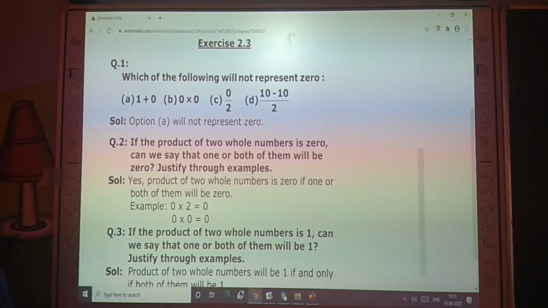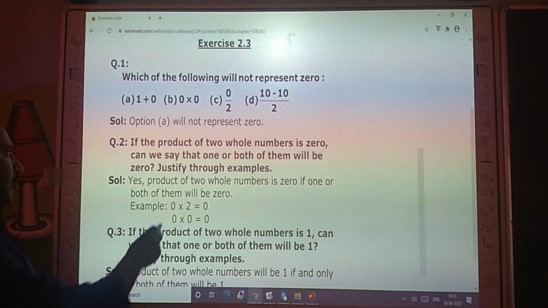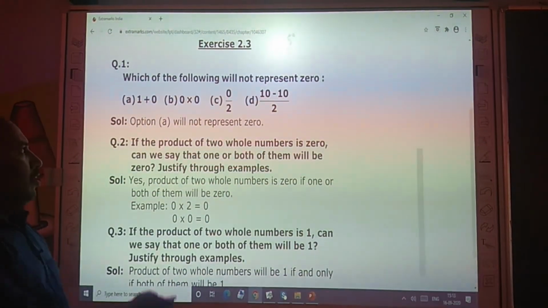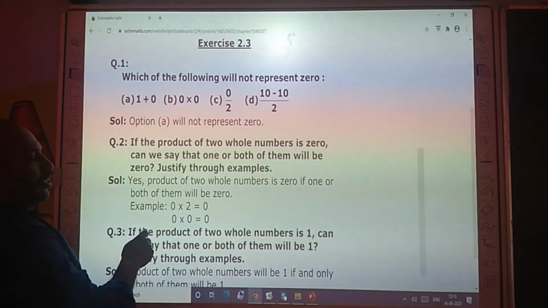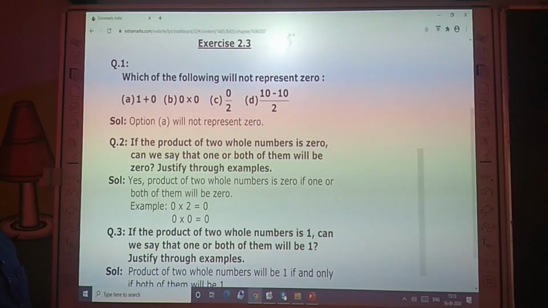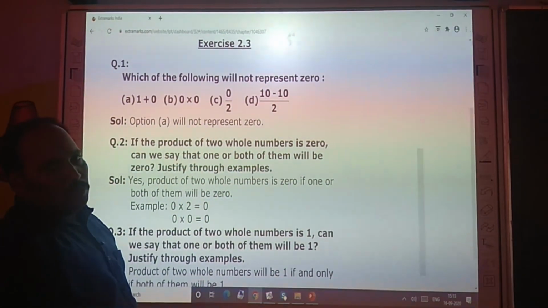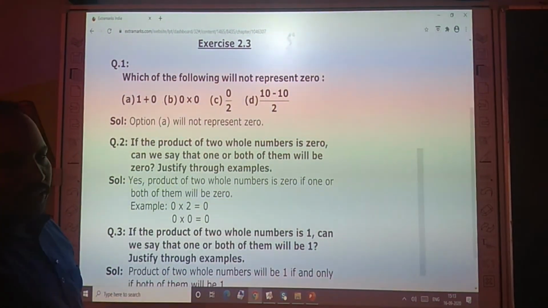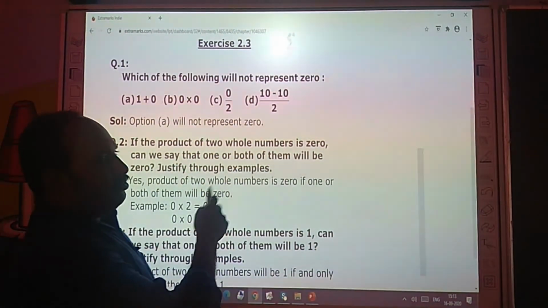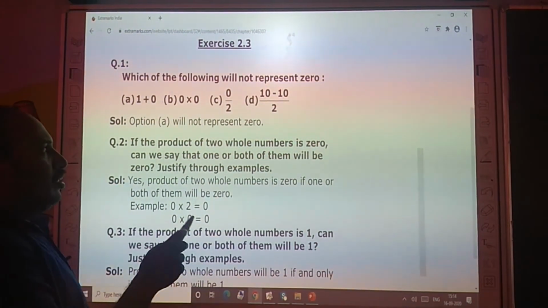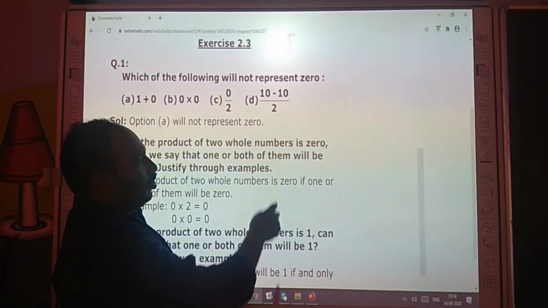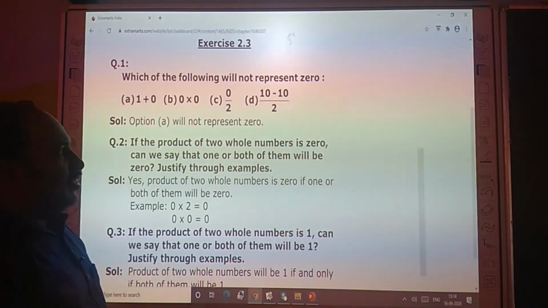Exercise 2.3. Which of the following will not represent 0? 1 plus 0 is equal to 1. So A will not represent 0. 0 into 0 is equal to 0, it represents 0. 0 divided by 2 is equal to 0, it also represents 0. 10 minus 10 divided by 2 is equal to 0 by 2, which is equal to 0. It also represents 0.